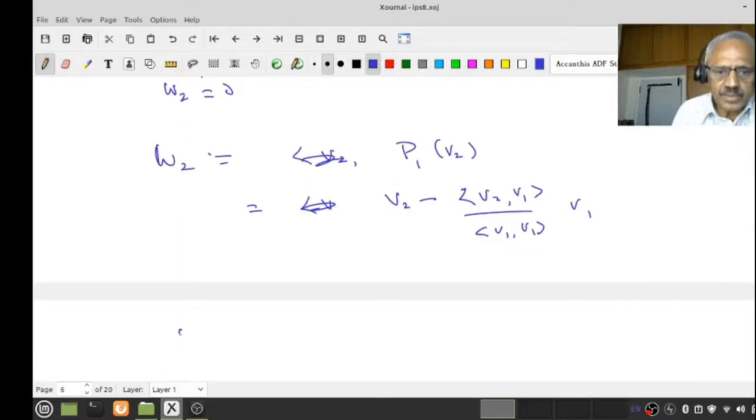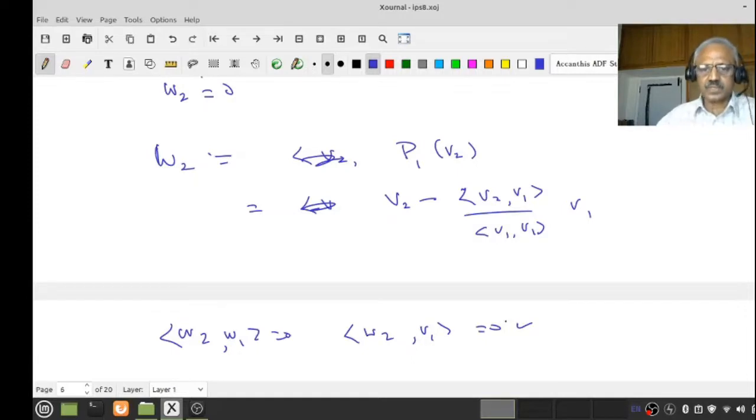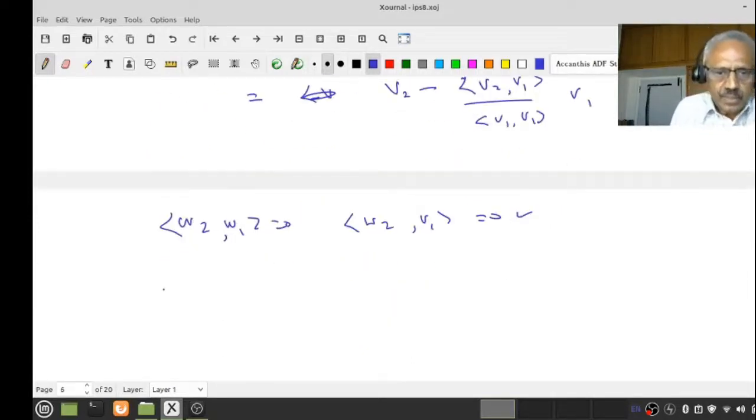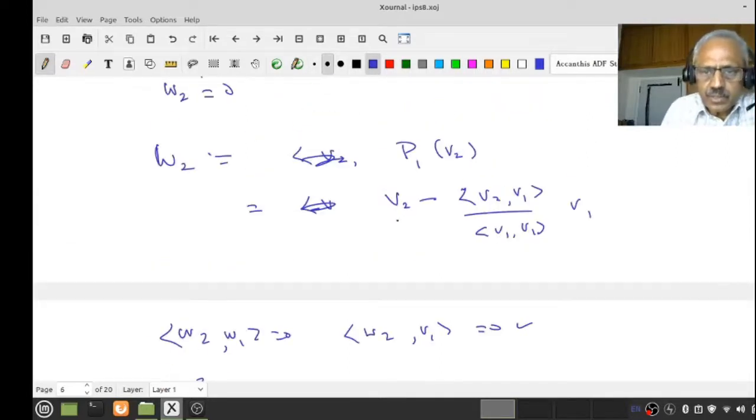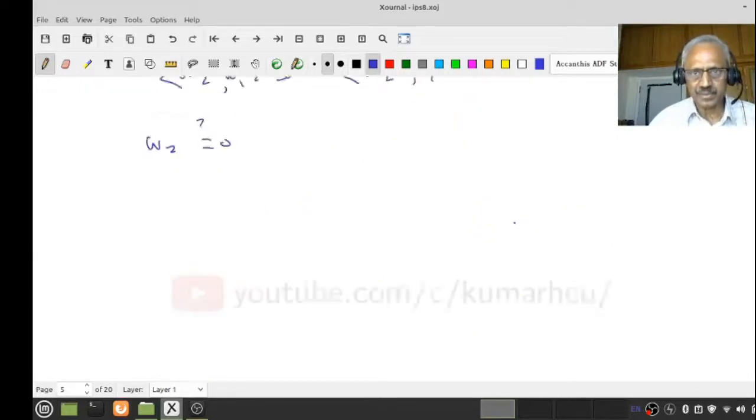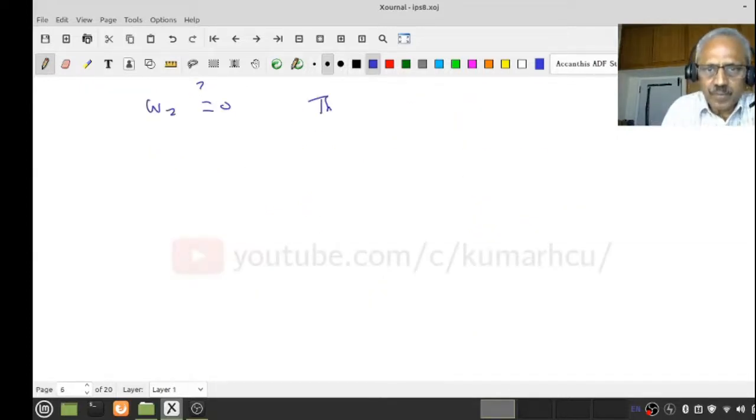And what did we check? The inner product of w2 and w1 is 0, which is the same as saying w2 inner product v1 is 0. Just now we checked it. Now, can w2 be 0? If w2 is 0, the left side is 0, right hand side is 0. That means v2 is a scalar multiple of v1, so v1 and v2 are linearly dependent. But where do v1 and v2 come from? They come from a basis. Therefore, this cannot happen. Therefore, w2 is not 0.